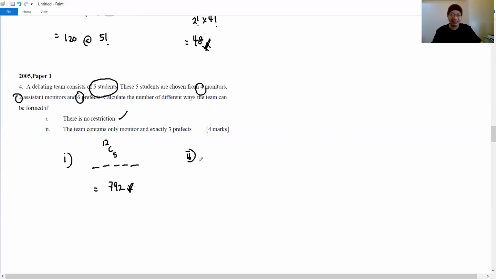Okay, second question will be 3 marks. The team contains only a monitor and exactly 3 prefects. What does that mean? Okay, number 1, as usual, we got 5 available places. 3 places must be for prefects. This is for prefects, 3 places already. So how many prefects do we have? 6 prefects. We want to choose 3.